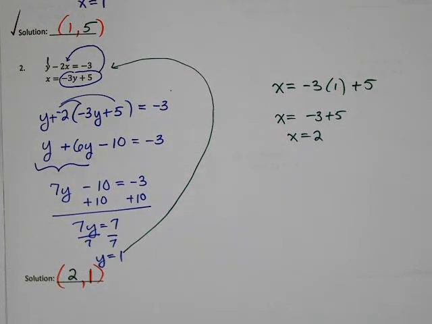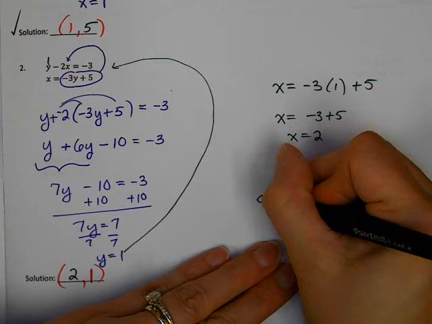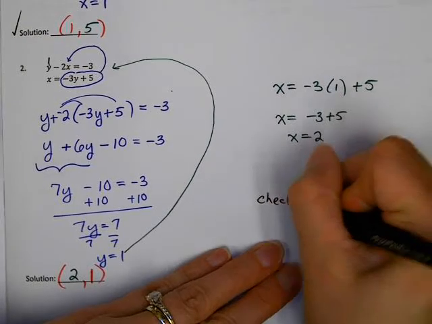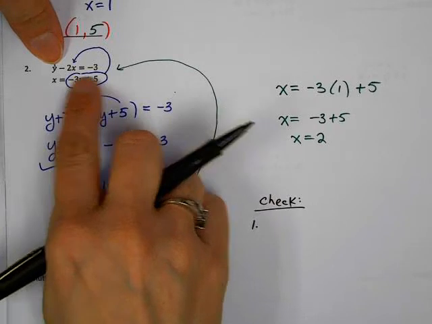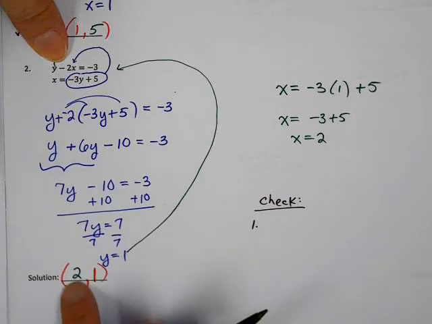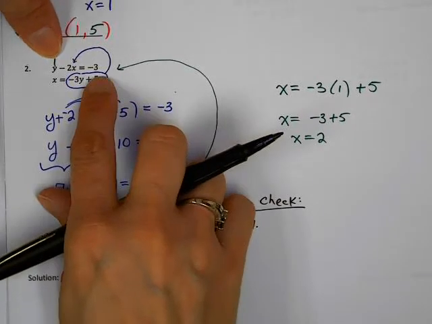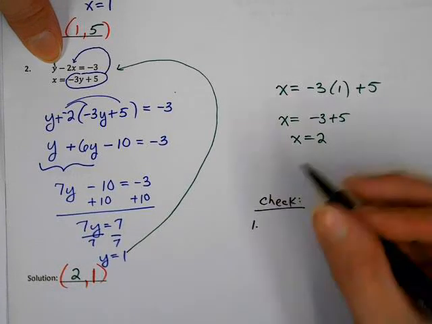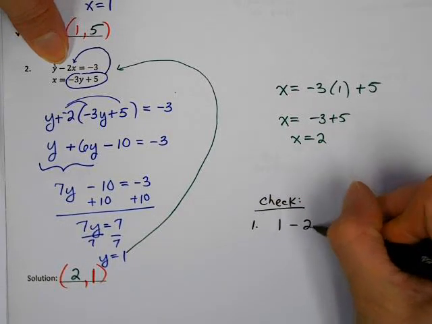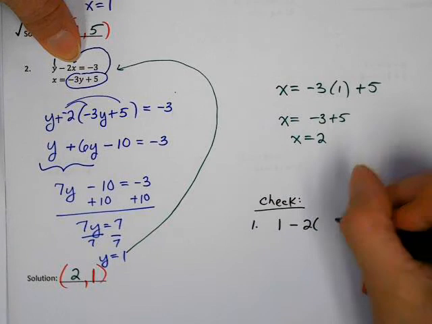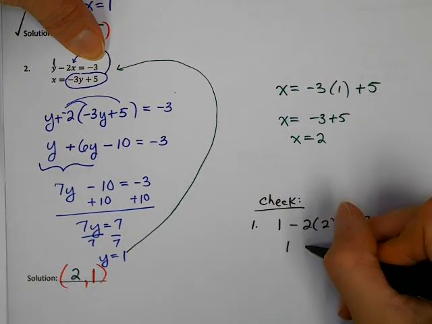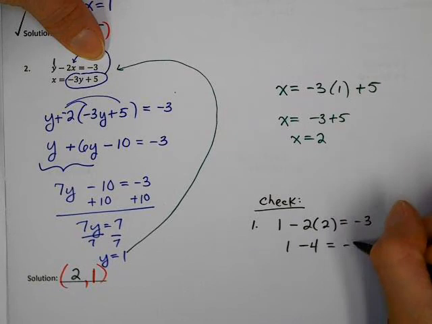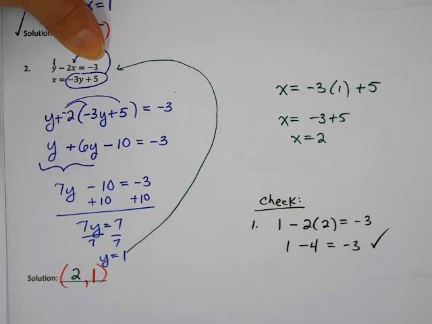Okay, but we can go ahead and check. Let's go ahead and check to make sure that it definitely works in both of the equations. So equation number 1. Let's see if the numbers 2 comma 1 make this equation true. Give me a y. 1 minus 2 times the x number, which is 2. Does that equal -3? 1 minus 4 does equal -3. Yep, it works.